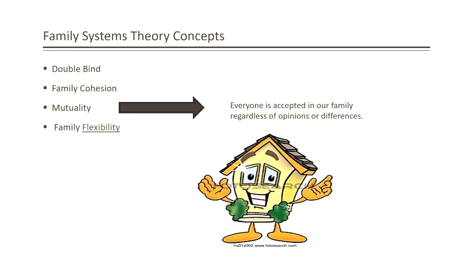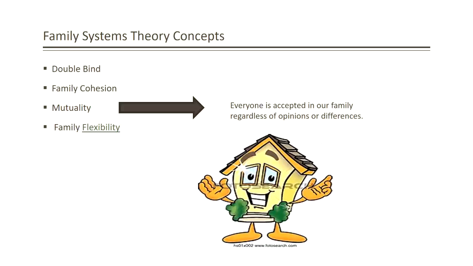Then you have family cohesion. This is the degree of closeness or emotional bonding that family members have for one another. You can have disengagement, where the family members are completely out of each other's lives. They don't have anything to do with each other. Or you can have enmeshment, which would be the extreme opposite, where they're completely enmeshed in each other's lives.